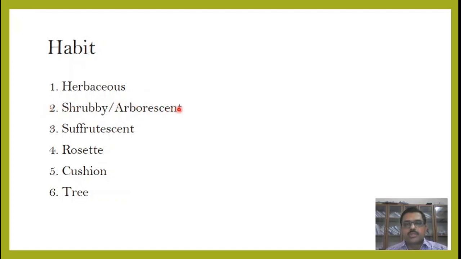Then shrubby or arborescent stems are woody stems. They are larger than the herbaceous stems. They show secondary growth and they are woody in nature. Suffrutescent stems are stems which show herbaceous nature at the top. But as they grow, the base of the stem becomes woody. So it is harder and woody downwards towards the base, and it is herbaceous at the top. In rosette stems, we find that the stems are short. They do not elongate, and they produce broad leaves around them.